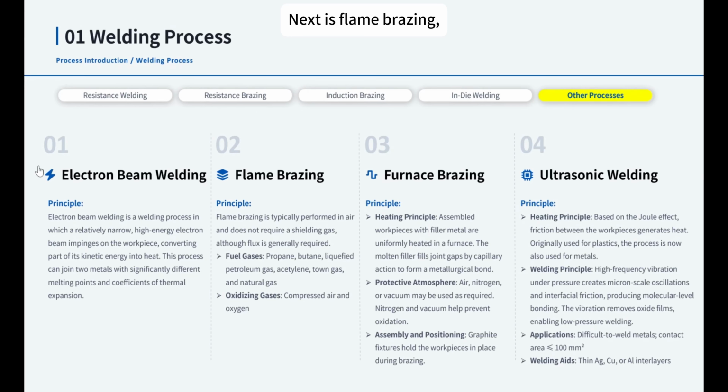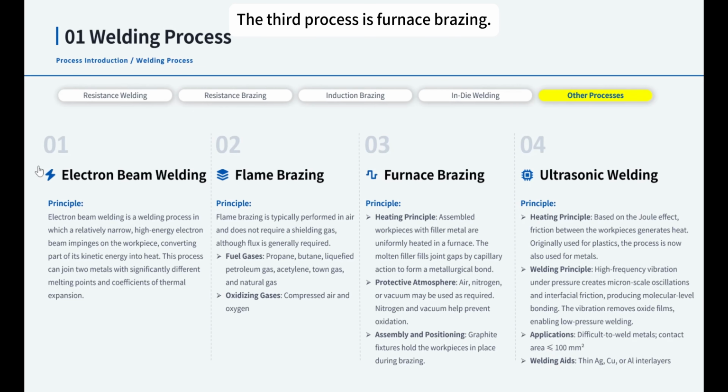Next is flame brazing. This process is usually carried out in air, so separate shading gas is generally not required. However, flux is typically added to remove surface oxide and help the filler metal flow. Common fuel gases include propane, butane, liquefied petroleum gas, acetylene, town gas, and natural gas. Compressed air or oxygen is normally used to support combustion.